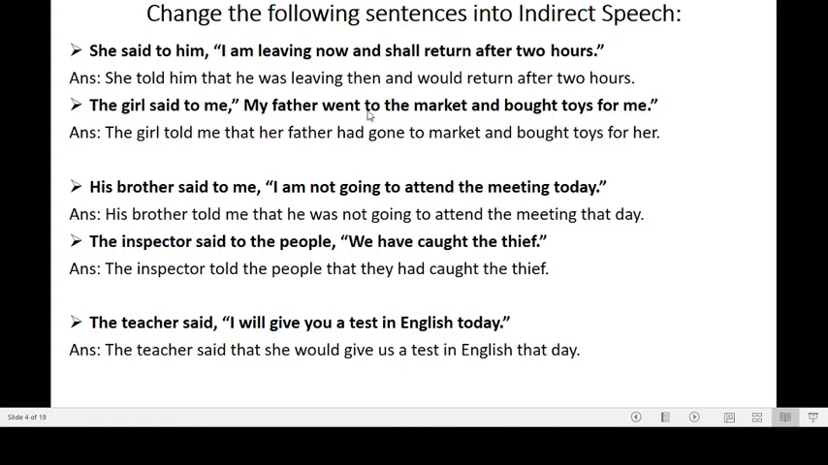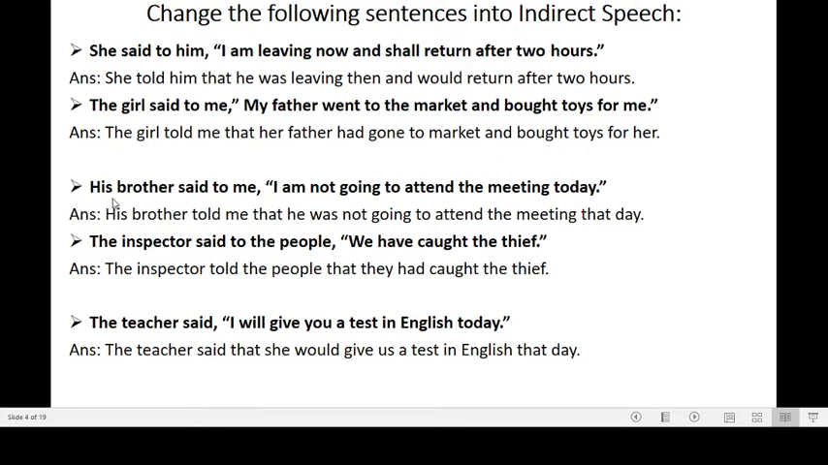So you know the rule that simple past tense should be changed into past perfect tense, that is had plus the past participle form of the verb. Here also had plus the past participle form of the verb. Here had is missing, sorry, had bought should be there. So the girl told me that her father had gone to the market and had bought toys for me.